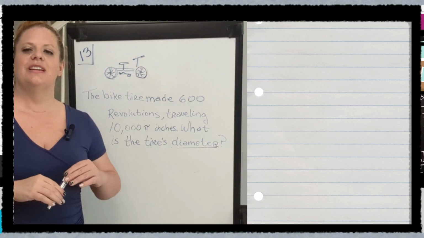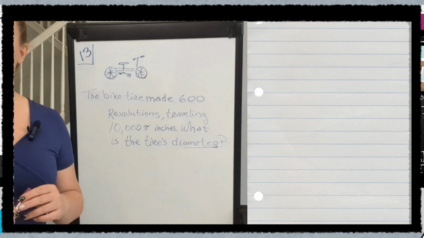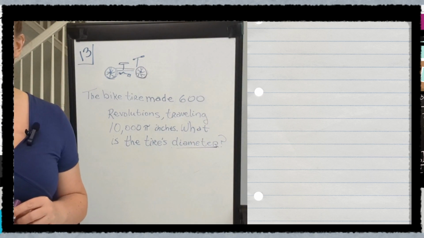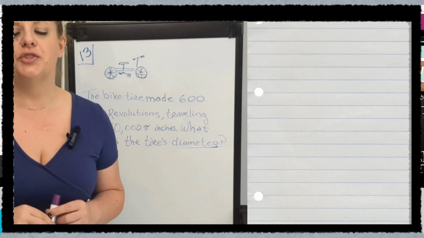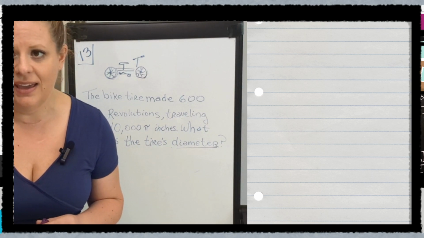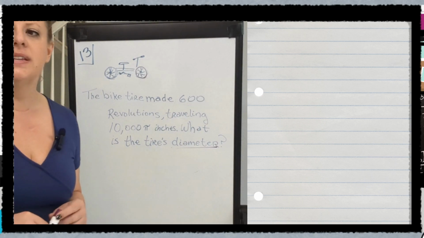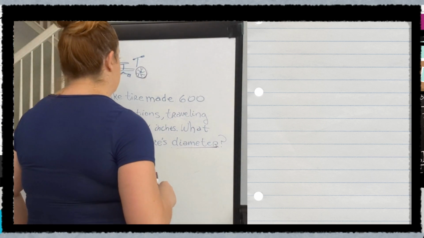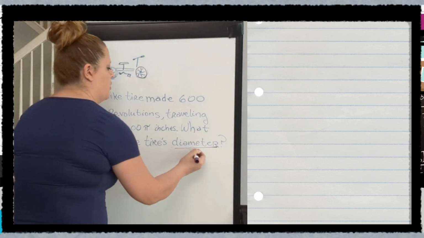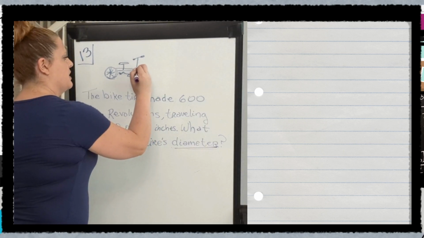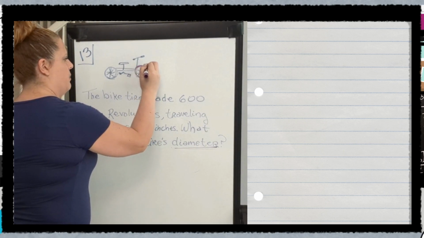Number 13. A bicycle wheel made 600 revolutions while traveling 10,000 pi inches in a straight line along a trail. What is the diameter in inches of the wheel? We're looking for diameter. All right, so let's look at this bicycle wheel and let's make this problem make some sense.